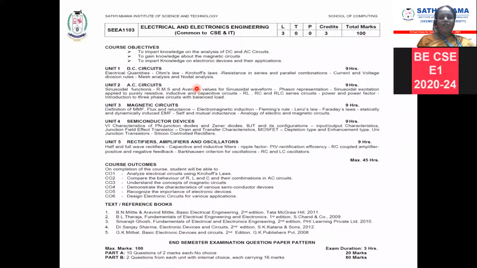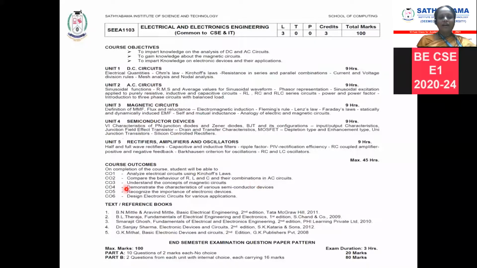Okay. Now I am going to move on to unit 3. You just see CO1. What does course outcome 1 cover? Analyze electrical circuits using Kirchhoff's law. We covered that. Okay. CO2. What is our course outcome 2? Compare the behavior of R, L, and C and their combinations in AC circuits. Yes, I have done that, which is why I put it in a tabular column. Pure R, pure L, pure C, we have compared, and then we went on to the combinations of RL, RC, and RLC, and we have studied how the circuit behaves.